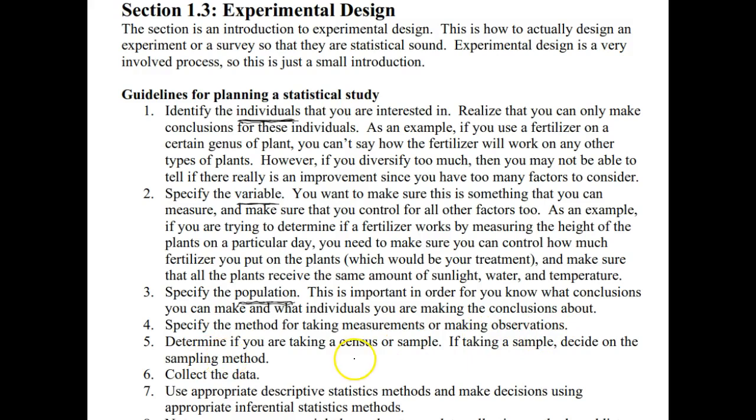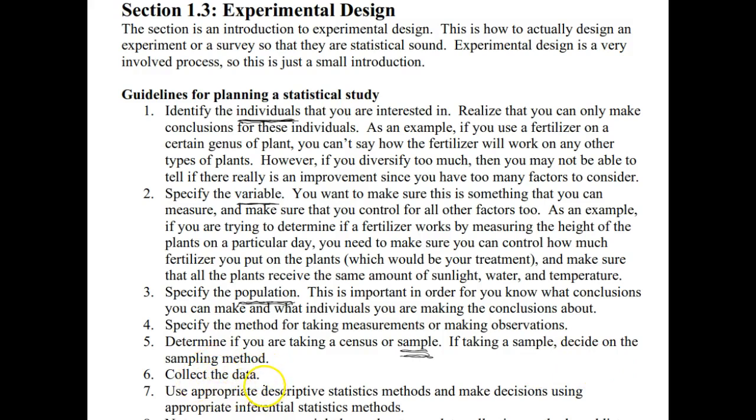Determine if you need to take a census or a sample. Again, most of the time we'll be looking at samples. With a census, we would have to measure something about the entire population, which, if the population is small enough, is feasible. But most of the time we do rely on data from samples. So if you're taking a sample, then we need to use the previous section and decide on a sampling method.